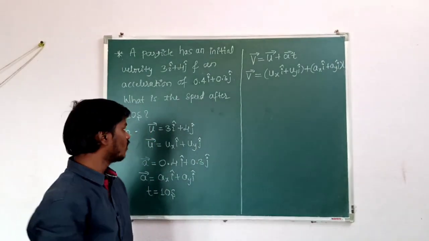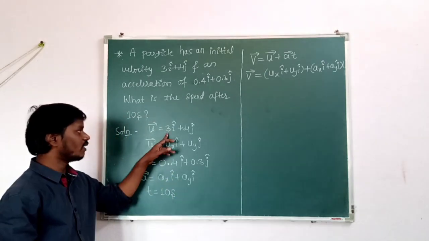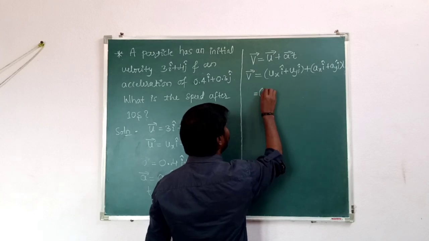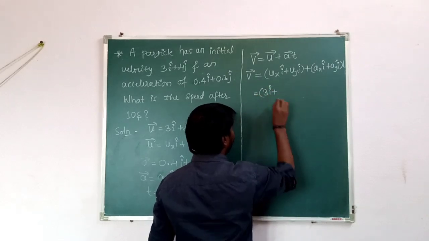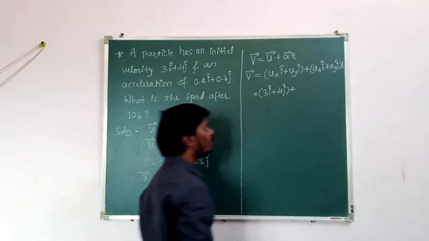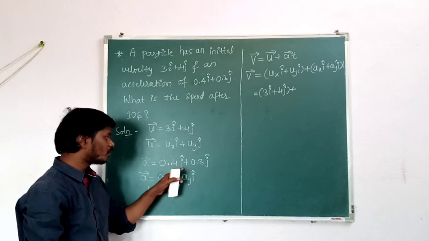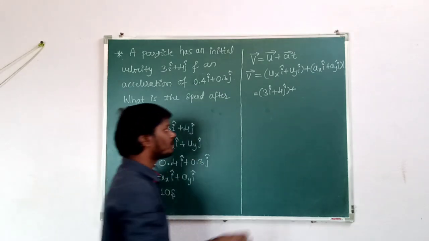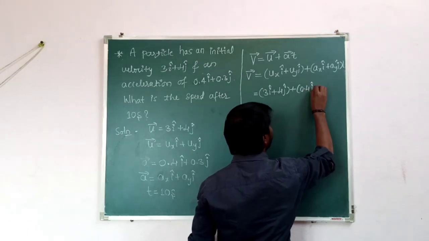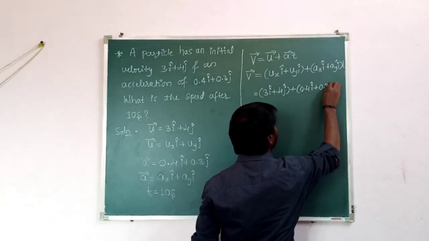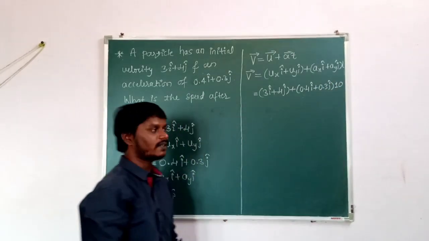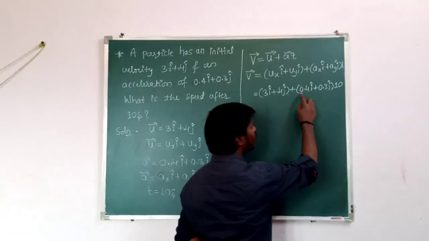Okay. Then what is ux? Ux is 3. What is uy? That is 4. Then I will write it is 3i plus 4j. Then what is axi plus ayj? That is 0.4i plus 0.3j into time is how much? 10. Time is 10. Then I will multiply this bracket with 10.